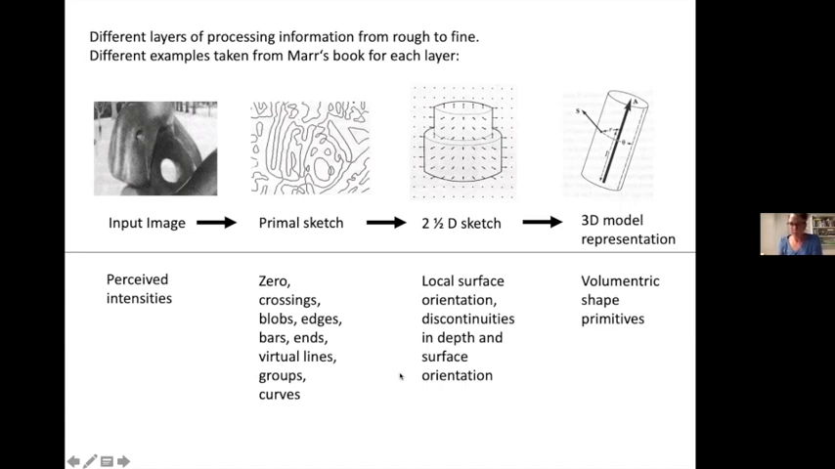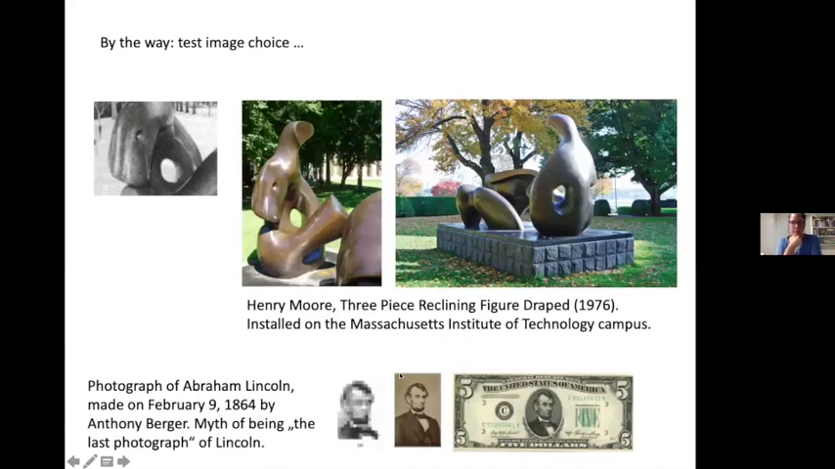And by the way, if we would go deeper into the history of the test images by Marr, it's quite interesting what images he uses to make explicit his ideas. It's Henry Moore's statue, which actually is placed in the MIT area. And also, this is something a lot of people do in technical innovation. They use photographs of historical persons, in this case, Abraham Lincoln's famous picture.